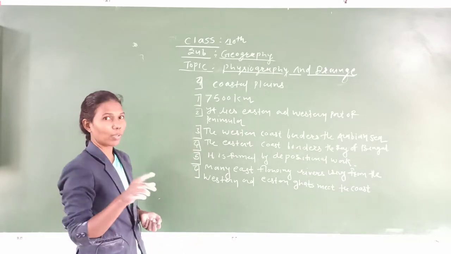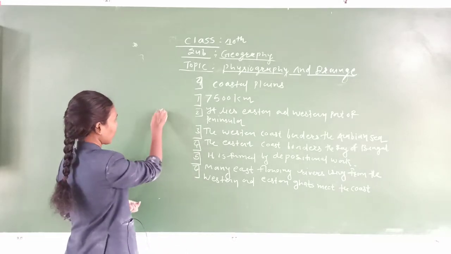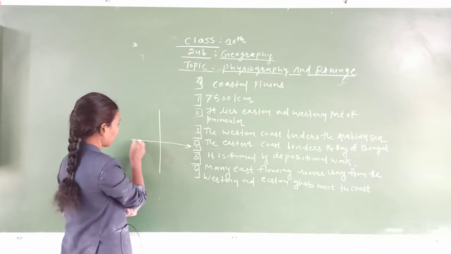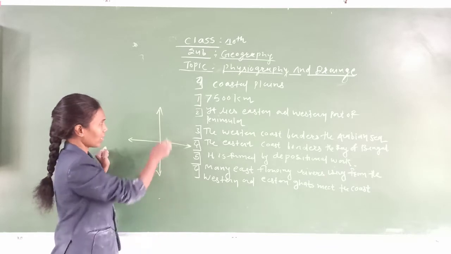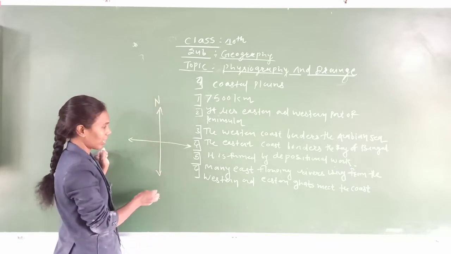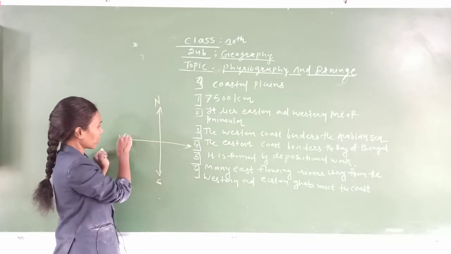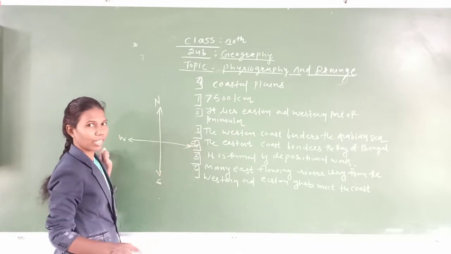So once again we are going with the help of the diagram. So once again we draw the diagram. We draw the diagram. This is the north, this is the south, this is the west and this is the east.